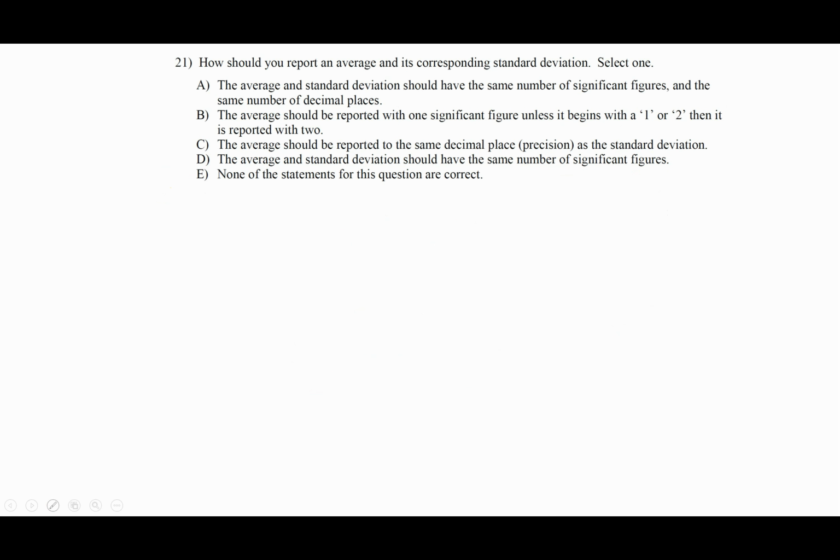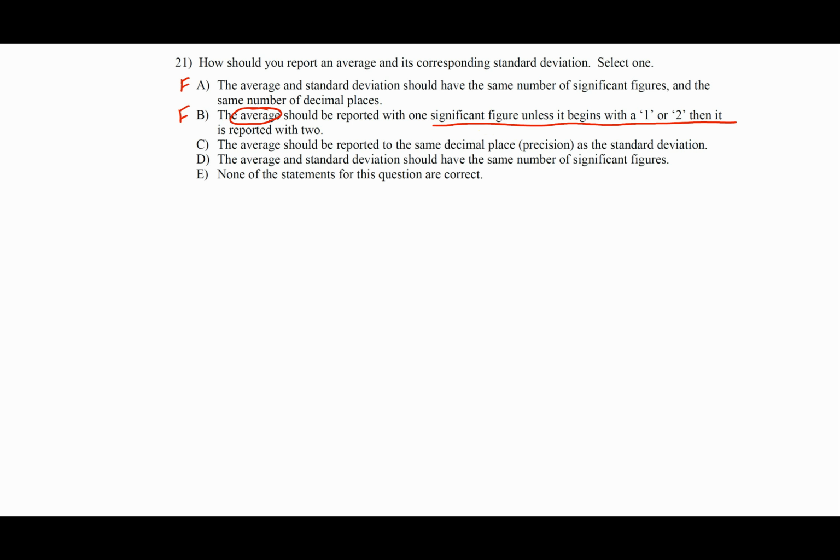How should we report an average and its corresponding standard deviation? Select one. The average and standard deviation should have the same number of sig figs as the number of decimal places. That's awful, right? We know that won't happen because when we report our standard deviation, we leave it with one sig fig most often than not. B, the average should be reported with one significant figure unless it begins with a 1 or 2. Then it is reported with 2. Kind of true, right? You should report the error with one significant figure, but not the average. The error, yes, not the average.